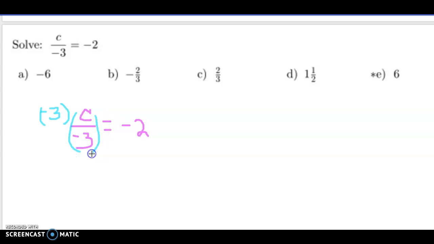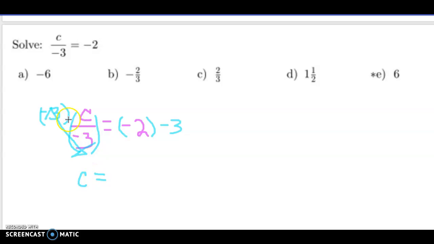I'm going to show that with parentheses. And I'm going to multiply the right side by -3 because anything I do to the left, I do to the right. These cancel out because anything divided by itself is 1. So I'm left with C.